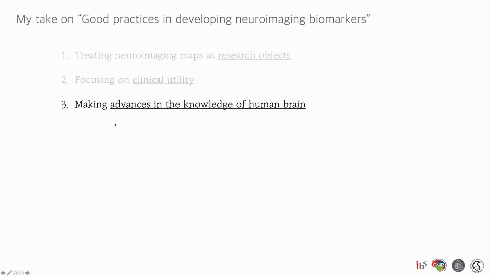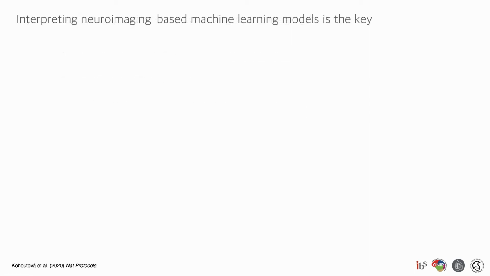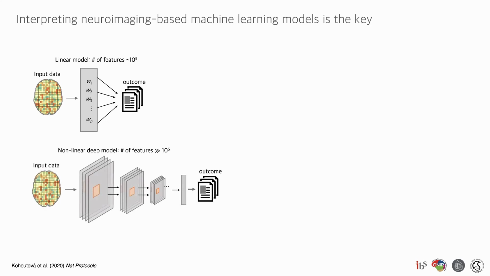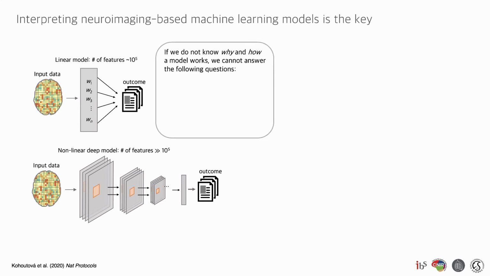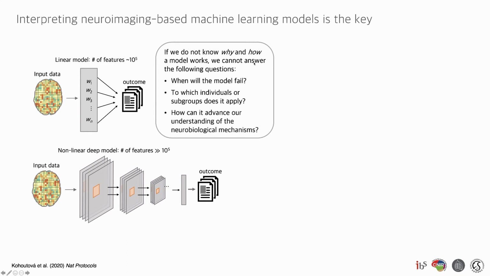The last point is that we need to make advances in the knowledge of the human brain. So that is related to the issue of interpretability or interpretation of neuroimaging-based machine learning models. And these models, even with linear methods, are highly complicated. And therefore, it is quite difficult to know why and how the model works. But if we cannot answer these, we cannot know when the model will fail, to which individuals or subgroups it applies, and how it can advance our understanding of the neurobiological mechanisms.